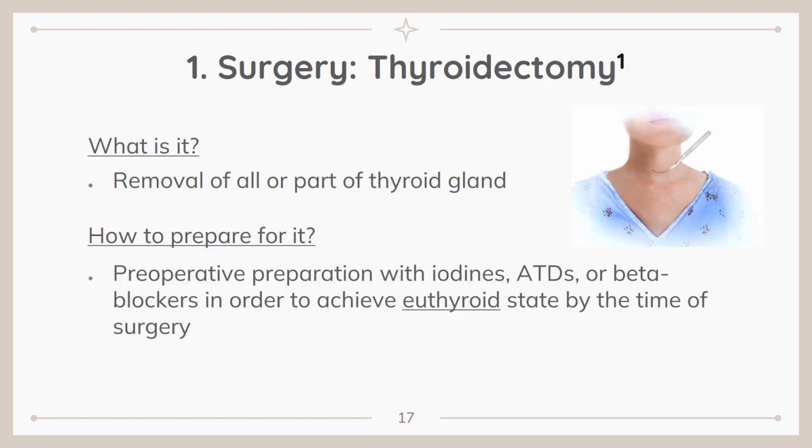So what is a thyroidectomy? It is a surgery where we would remove all or part of the thyroid gland that is located at the base of the neck. To prepare, the patient would have to take iodine or anti-thyroid medications or any supportive medications in order to achieve that euthyroid state by the time of surgery. And why is it important to achieve that euthyroid state? Well, we would like to avoid precipitating thyroid storm or any other complications that the patient may develop.